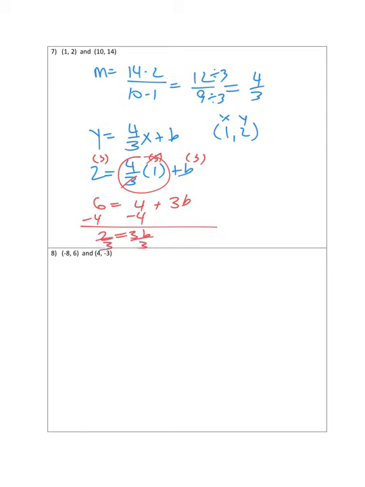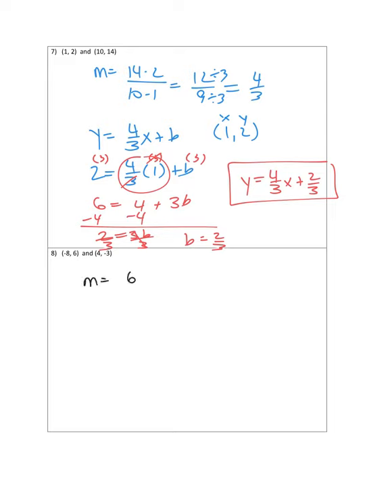Divide both sides by 3, and your y-intercept is 2/3. So you end up with an equation of y equals 4/3 x plus 2/3. So your y-intercept can be a fraction. We don't graph them because they're a little more challenging, but you can have a slope and y-intercept that are both fractions.